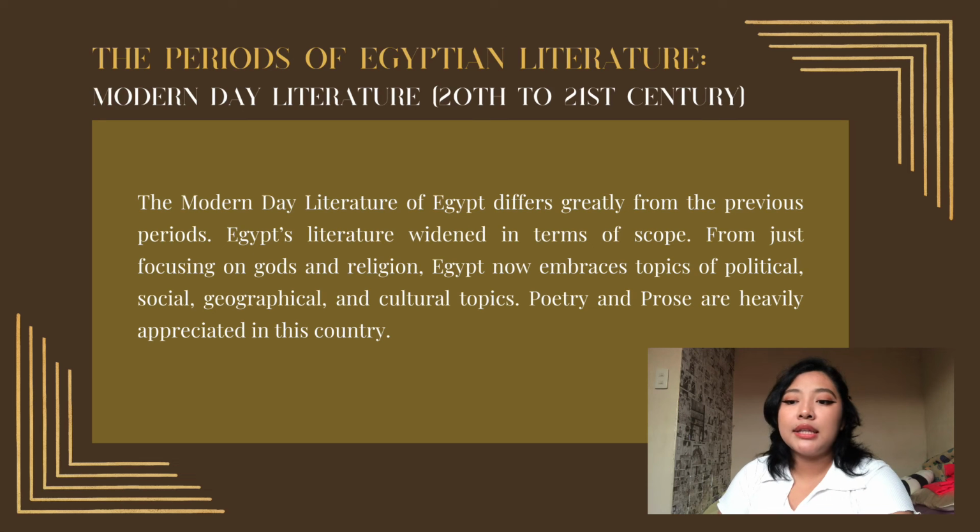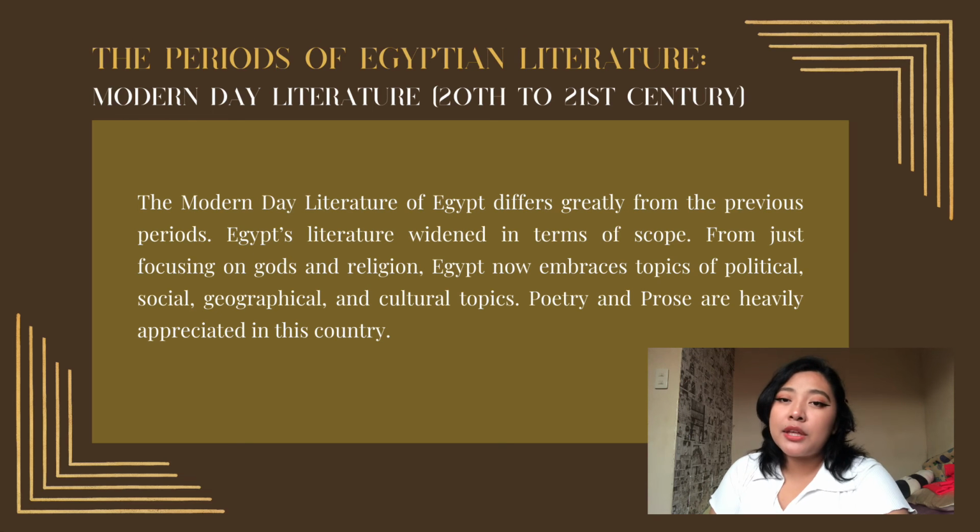The modern day literature of Egypt differs greatly from the previous periods. Egypt's literature widened in terms of scope. From just focusing on the gods and religion, Egypt now embraces political, social, geographical, and cultural topics. Poetry and prose are heavily appreciated in this country.